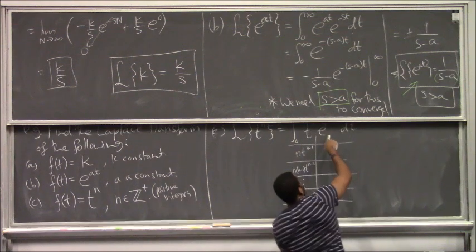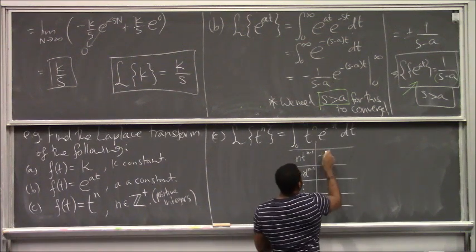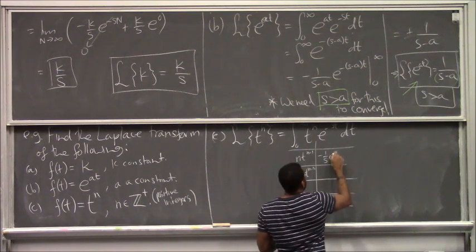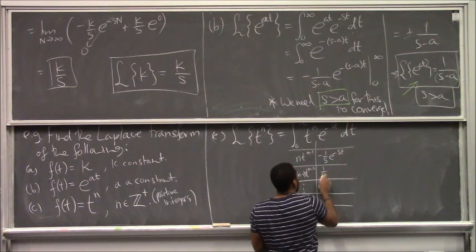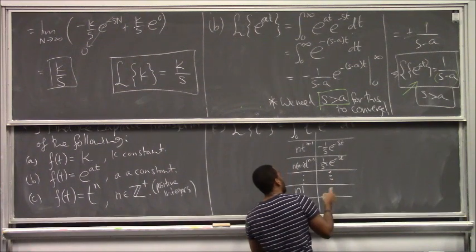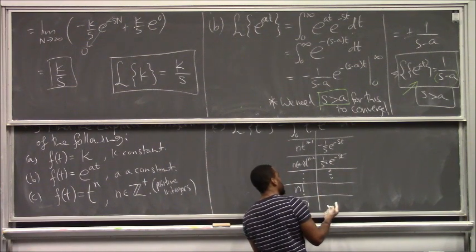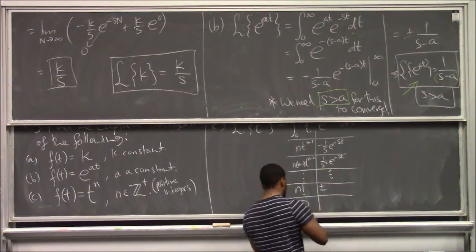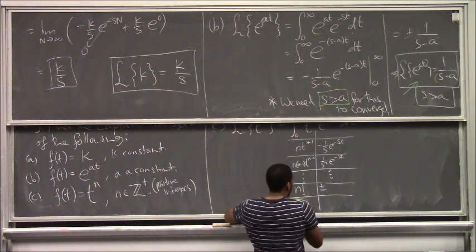Now, this side I'm going to keep integrating. So this is minus 1 over s e to the minus s t. Then it becomes plus 1 over s squared e to the minus s t. That keeps going. Now, when it gets here, I don't really know what sign it's going to be. Depends on the number of rows.